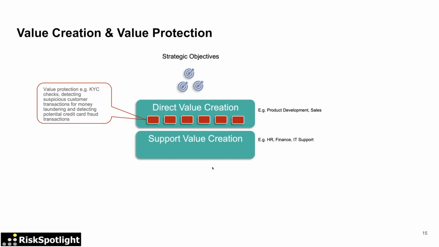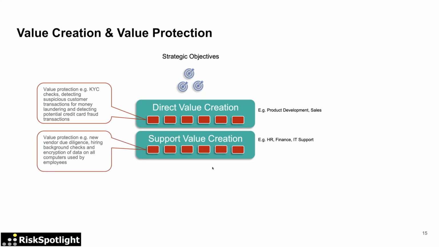So in the direct value creation, you may have KYC checks or detecting suspicious customer transactions that may be money laundering, or detecting potential credit card fraud. Those are all examples of value protection measures you need to have in place in the activities of your organization where value is directly getting created.